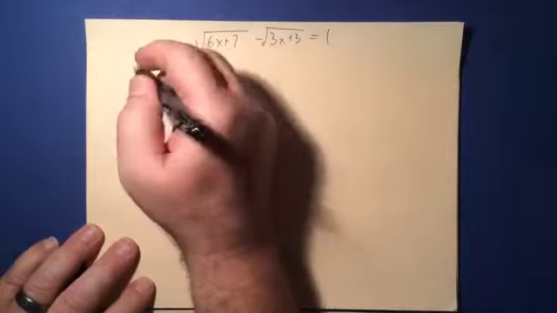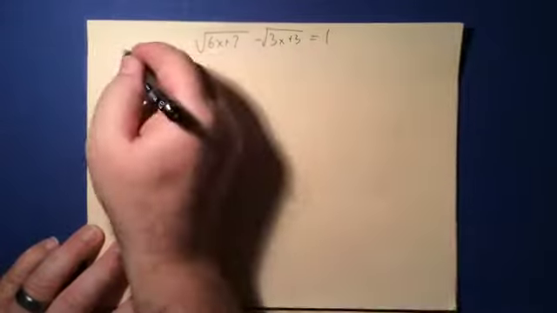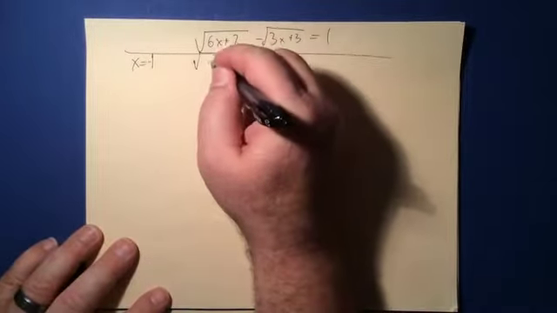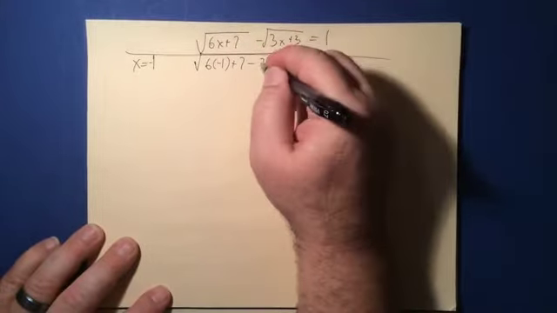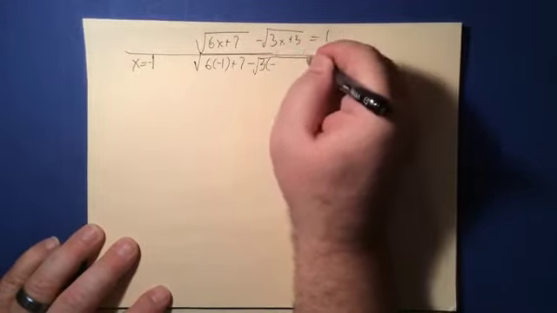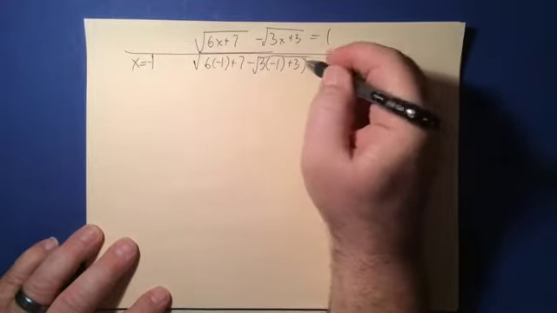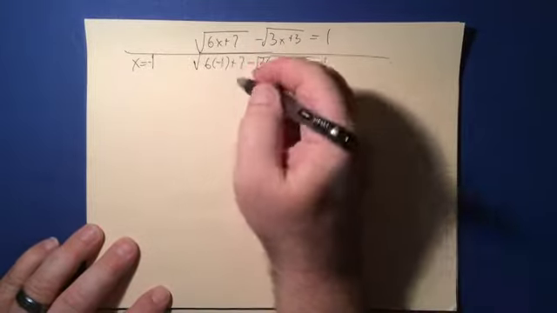The first solution we're going to go ahead and check is when x is equal to negative 1. So we're going to replace it in now. So this is going to be radical 6 times negative 1 plus 7 minus 3 times, whoops, the square root of 3 times negative 1 plus 3. And see if that equals 1.